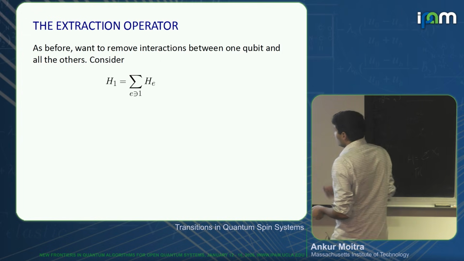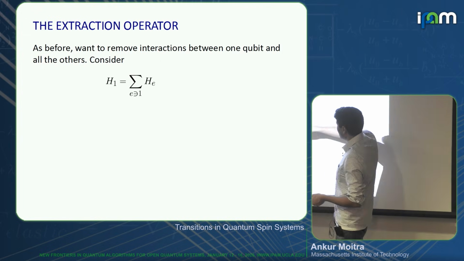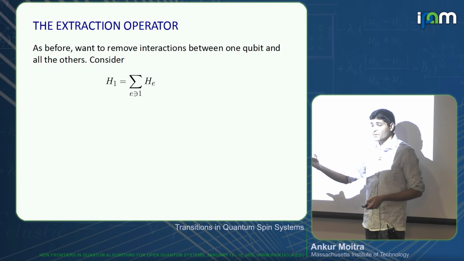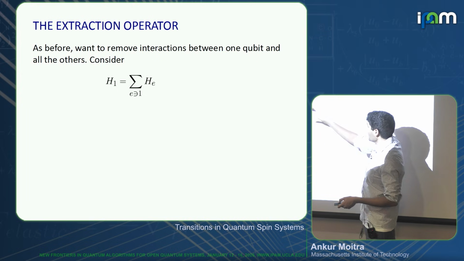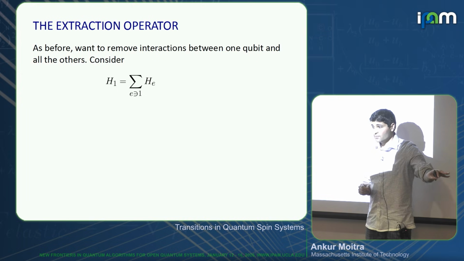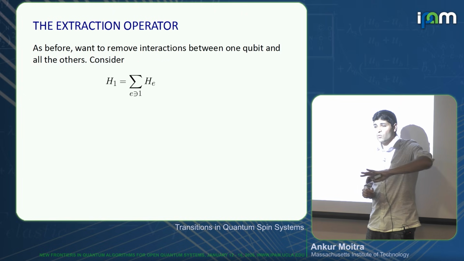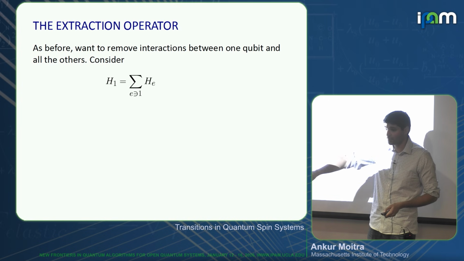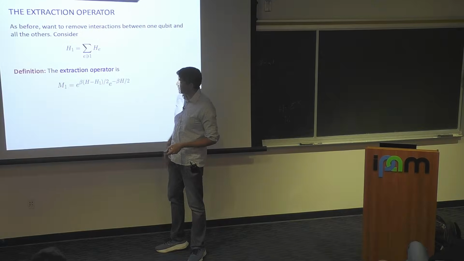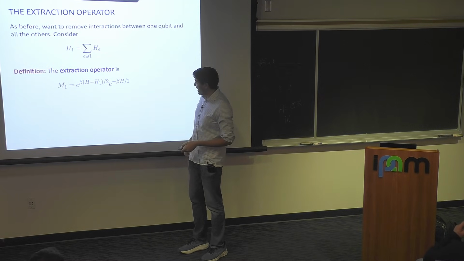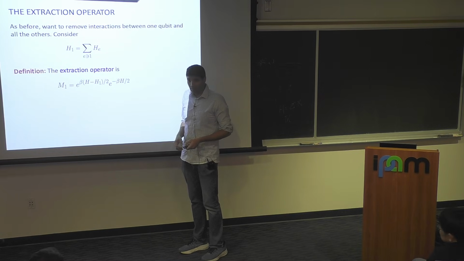So what I can do is take my Hamiltonian, which remember has these terms H_E, which are edges. They describe which sets of qubits interact with each other. What if I just separate out all of the terms that involve the first site? Those are the things I want to get rid of and treat separately, because those are the things that connect the qubit to the rest of the system. So now I can define what the extraction operator is. It looks like e to the minus beta H over 2. You'll see why the 2 is there later.